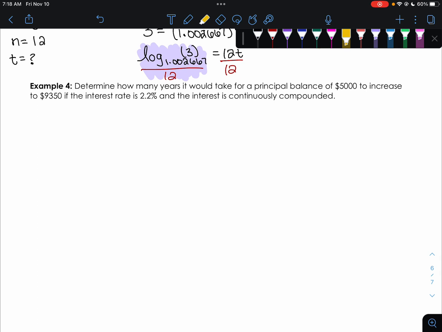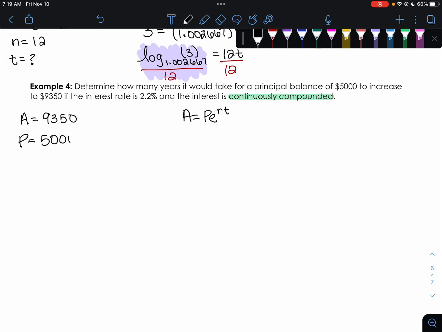Example 4, determine how many years it would take for a principal balance of $5,000 to increase to $9,350 if the interest rate is 2.2% and the interest is continuously compounded. So continuously compounded is our key right there. That means we are using A equals P times e to the rt power. I am given A. That's what we want it to grow to, so that's that $9,350. P is that starting amount, which was that $5,000.